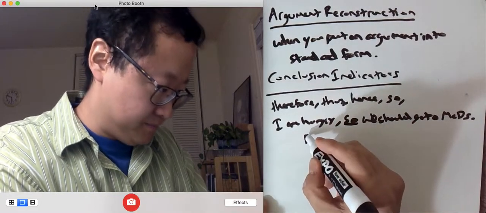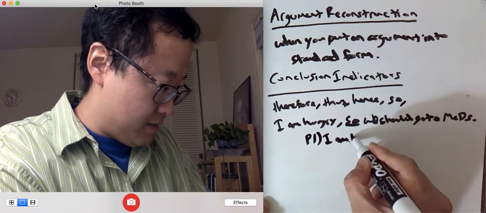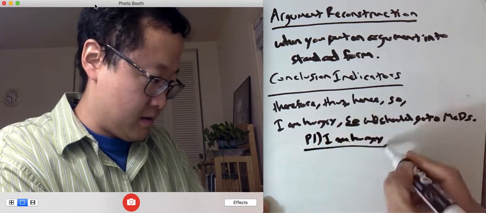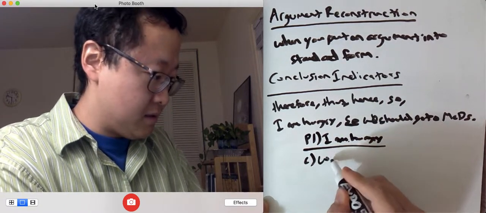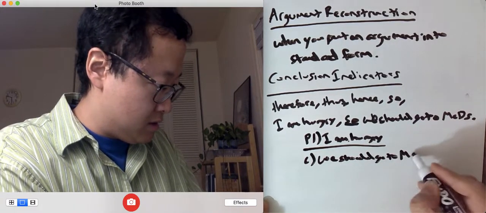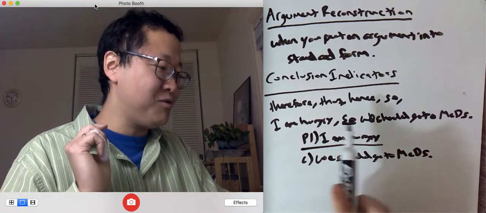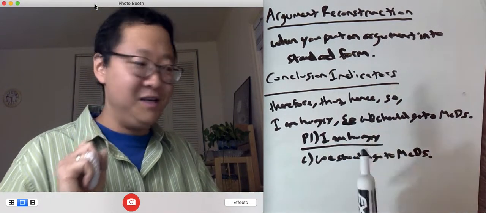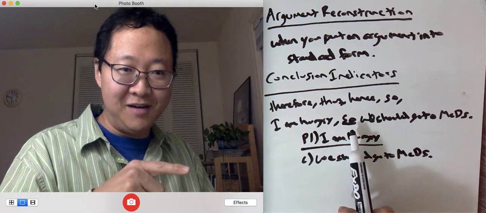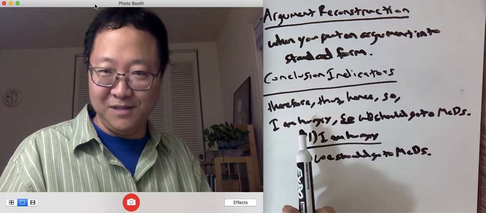Okay, so P1, I am hungry. Conclusion, we should go to McDonald's. Okay, so watch for when people use these words. You can figure out what their conclusion indicator is, and then figure out what their conclusion is, and then it's easy to guess what their premise is.